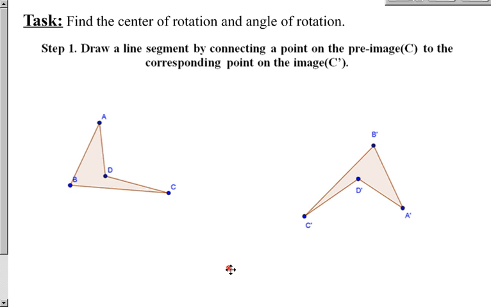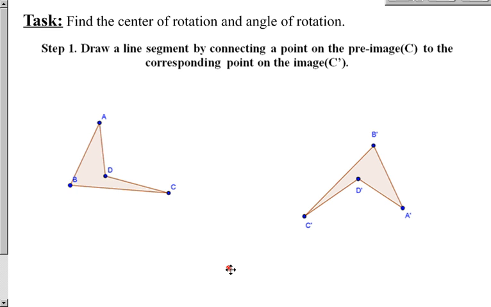you kind of gauge where your answer is, and you can train your eyes to see where the point of rotation could be. So let's see how far I'm off from the original answer. So let's first follow step number one.